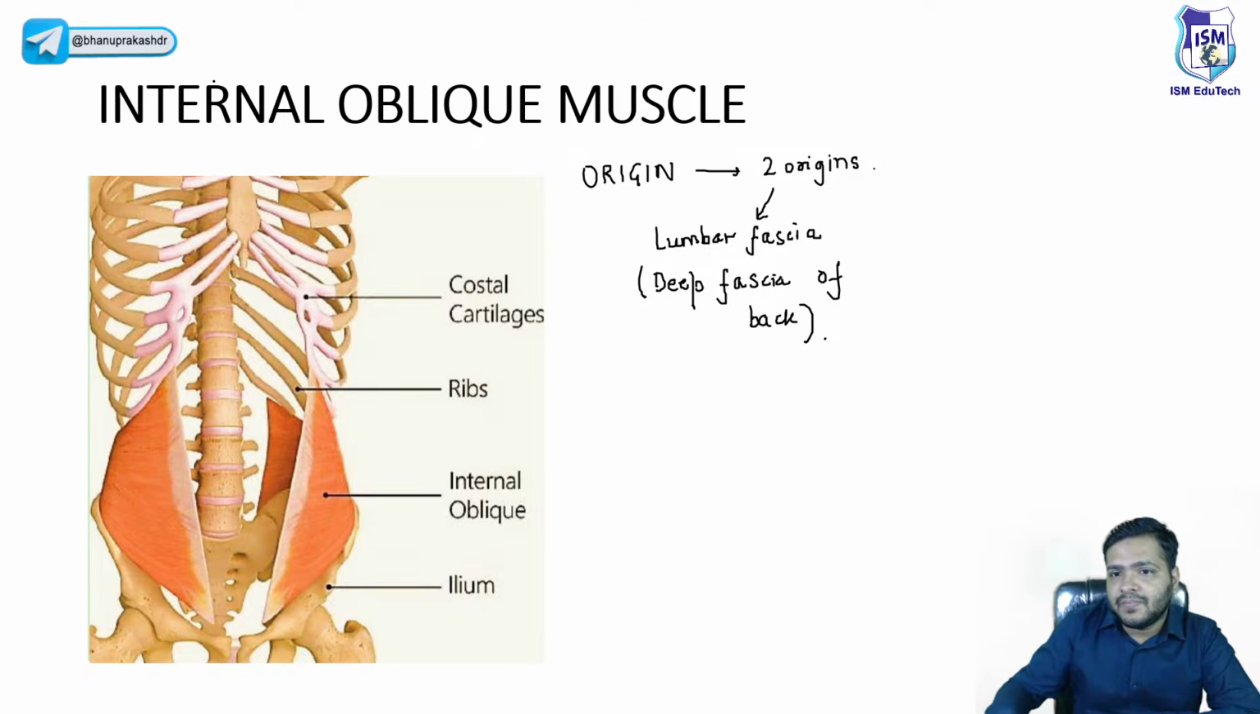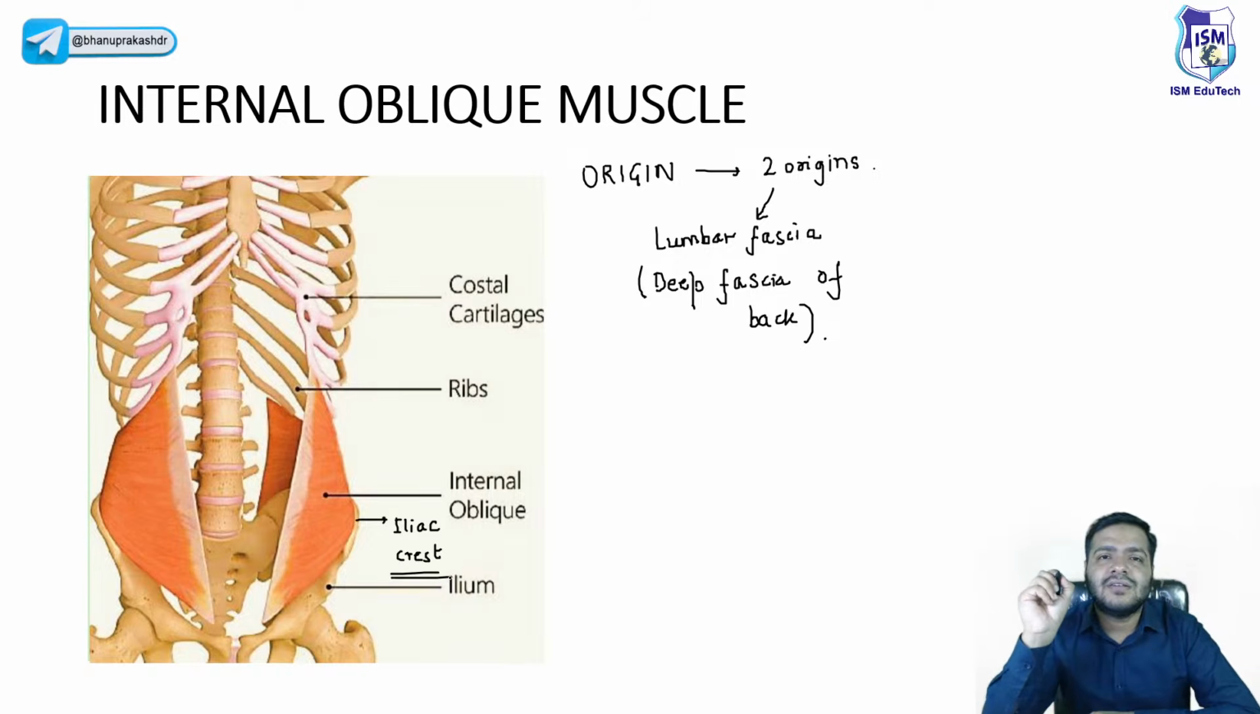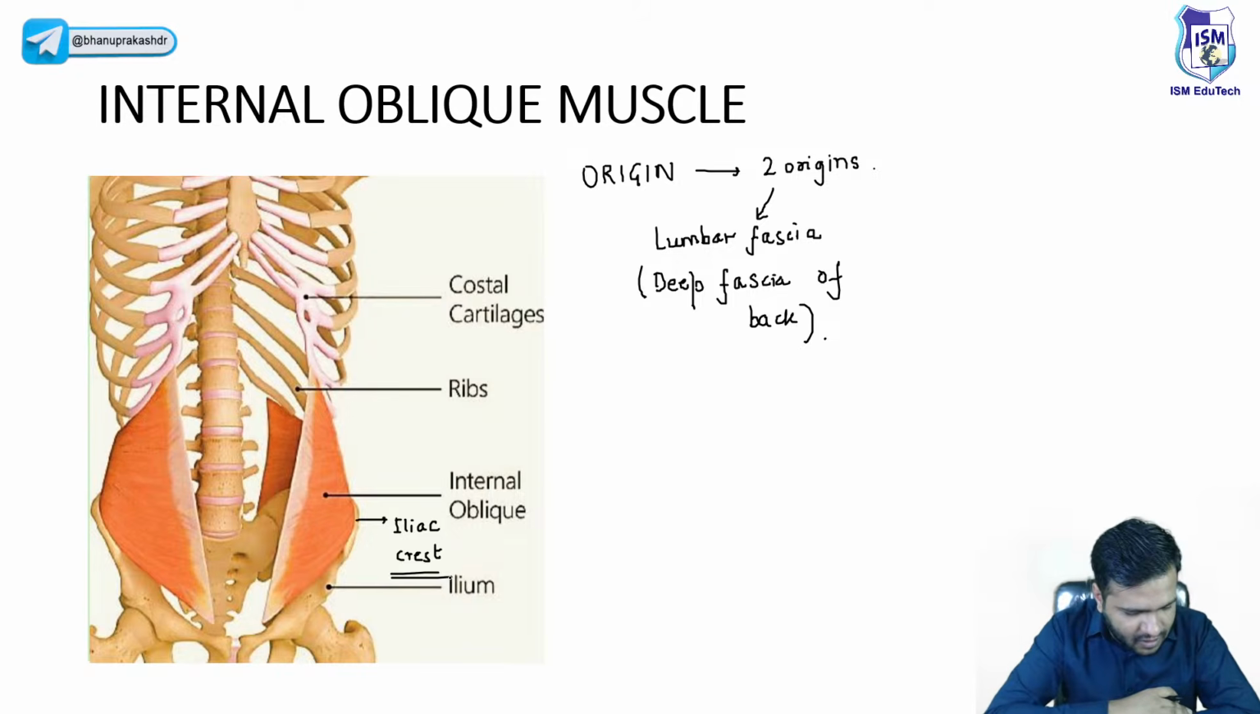Now, the second origin is the iliac crest. Yesterday we learned the definition of crest. What does crest mean? Thickened border. We already know the hip bone contains three parts: the ilium, ischium, and pubis. In the ilium, the superior border becomes so thick that it is called the crest. Of course, it is a part of the ilium, that's why it is called the iliac crest.